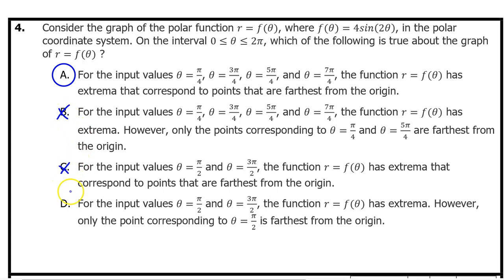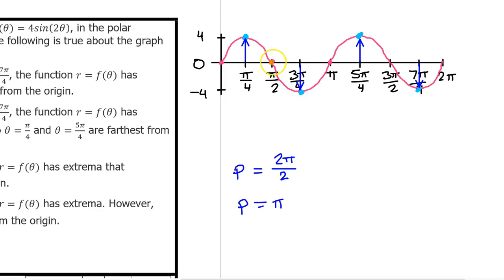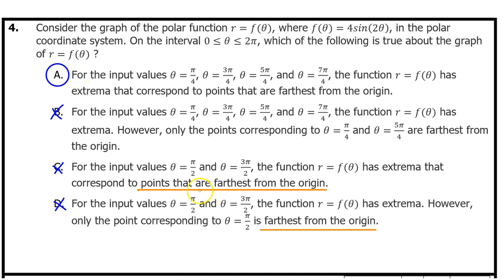Options C and D are both incorrect because they both say that at theta equals pi over 2 and 3 pi over 2, f of theta has extrema, meaning a maximum or a minimum value. However, at pi over 2 and 3 pi over 2, the r value is 0, neither a maximum value of 4 nor a minimum value of negative 4. These are not extrema. And certainly none of these points are farthest from the origin. These points are at the origin.